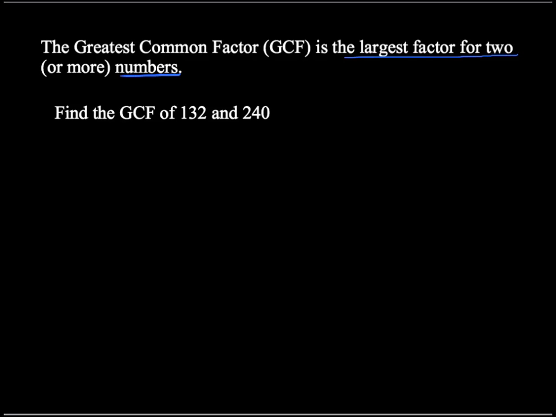Okay, so here we go. We are asked to find the GCF for 132 and 240. Here's the first thing I can do. I can actually do the prime factorization for each of these numbers. 132 is equal to 2 times 2 times 3 times 11. Why don't you write out the prime factorization for 240? I'll pause.